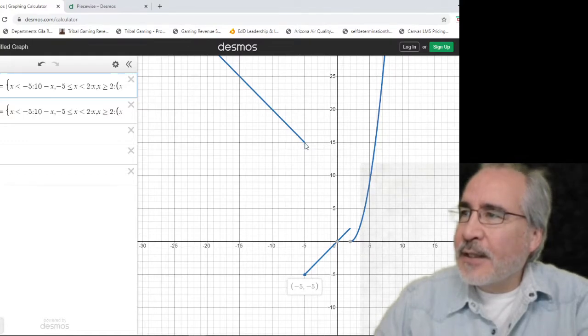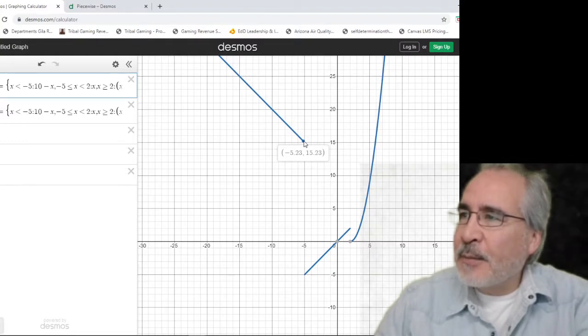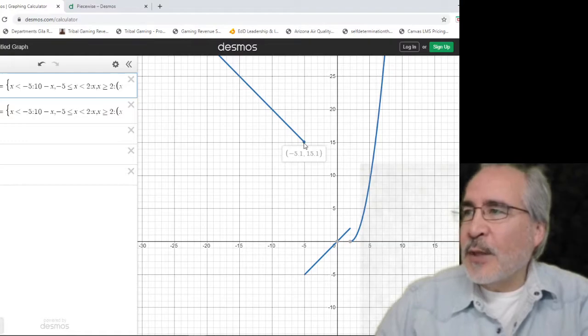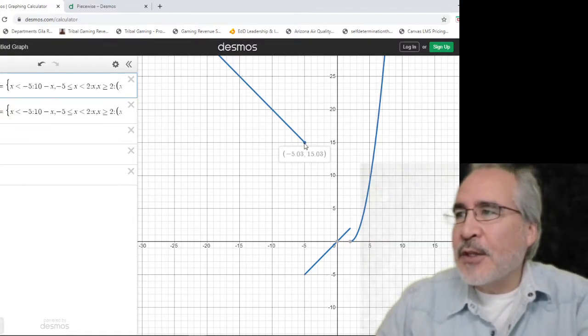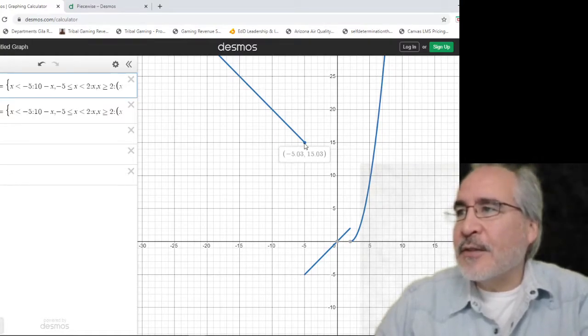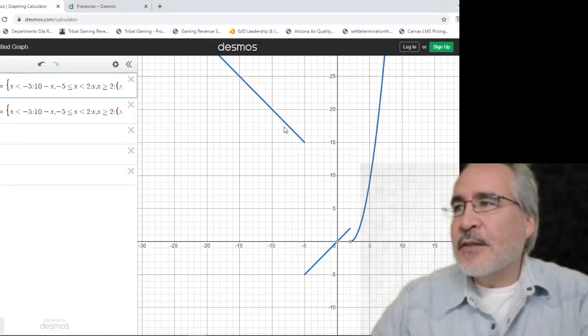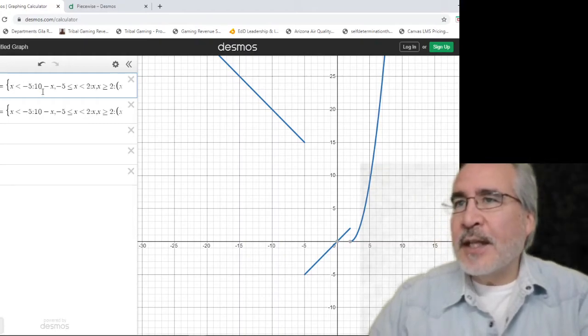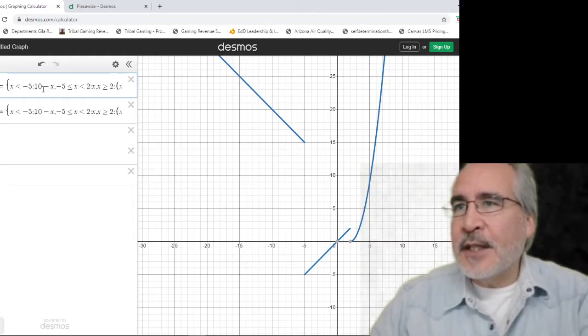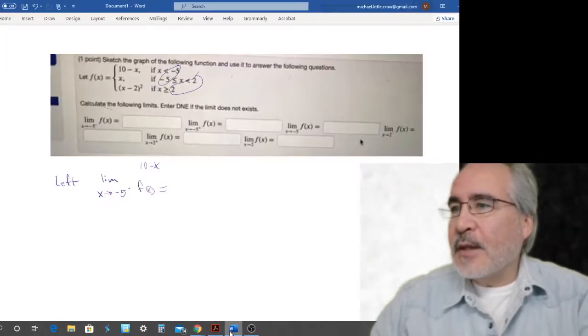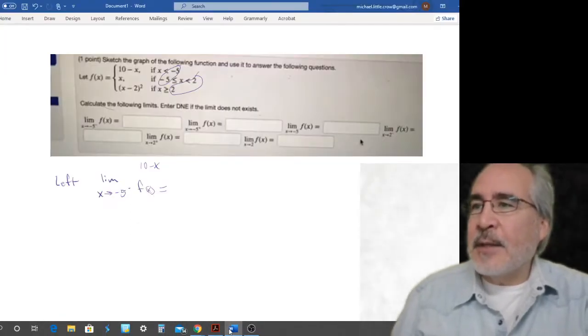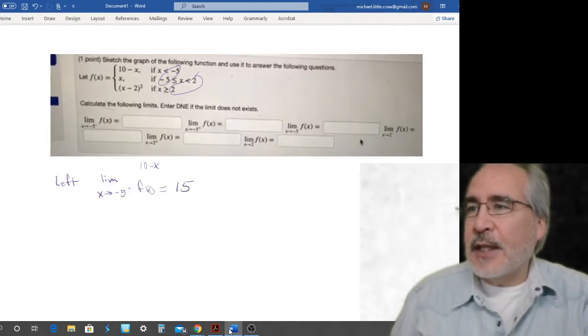Now, if we go too far, we jump down to the other piece. We don't want to do that. We want to keep coming from the left. And so as we get really close to 15, there we go, -5.03, we're at 15.03. And again, if you plug in -5 here, you get 10 plus 5, which is 15. So then we can say that this value, the limit, is the number 15.